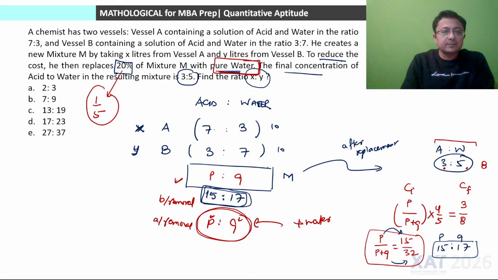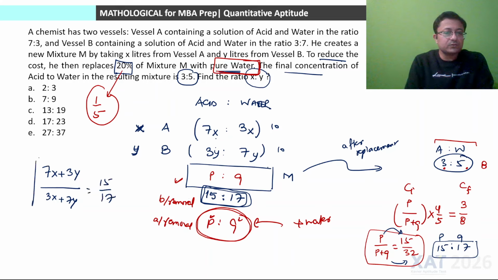So 7x and 3x will be the quantity of acid and water in mixture A, and 3y and 7y will be the quantity of acid and water in mixture B. Now we are adding these two, so 7x plus 3y will be the total acid in the mixture M, divided by the total water, which will be 3x plus 7y. The ratio comes out to be equal to 15/17. Now from here we will get the value of x is to y.